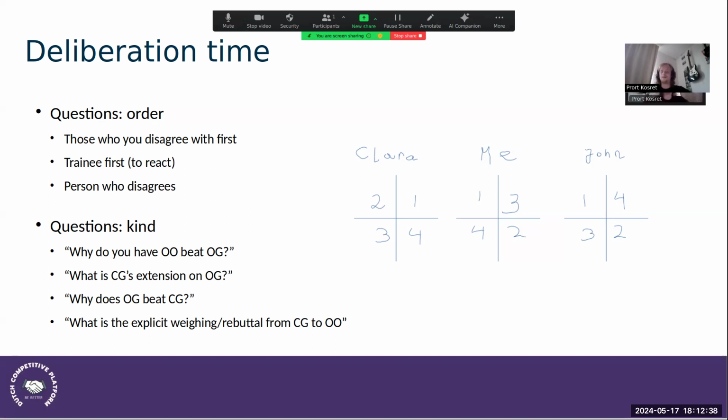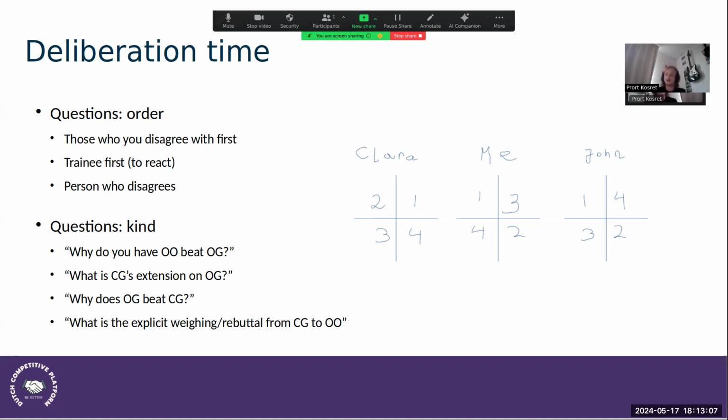So you want to make sure you give them the best opportunity to present themselves, but it is also the best time-wise. You make sure that they don't take too long to come up with a reaction, for example. So okay, you do the trainee first, and after you've given that opportunity to the trainee, I would ask Clara, do you agree with this? Do you want to add on this? Then Clara also has her say, and then I would give John the opportunity to respond to this because John disagrees.